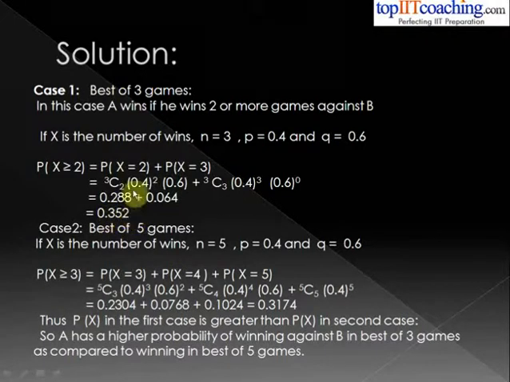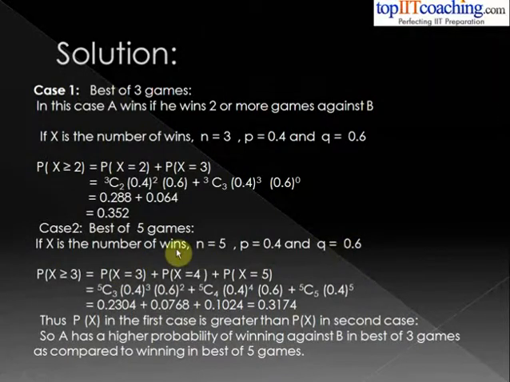If A and B play best of 3 games, then the probability of A winning is equal to 0.352. Let's take case number 2, that is best of 5 games. Now if we say that x is the number of wins, then n is equal to 5. Here the number of games is equal to 5. So n is equal to 5. P is again 0.4 and Q is equal to 0.6.